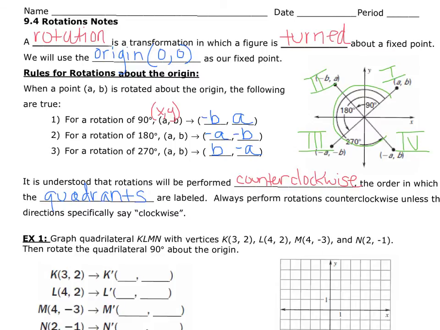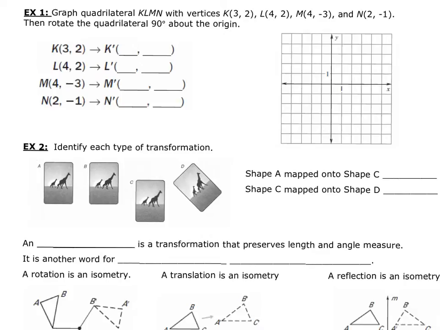Let's look at example 1. They would like us to graph the quadrilateral KLMN with those vertices and then rotate it 90 degrees about the origin. So let's plot the points. All right, there is quadrilateral KLMN. Now we're going to rotate it 90 degrees. So remember, when we're rotating 90 degrees, you take your ordered pair and change it so that the opposite of Y becomes your X and the X becomes your Y. So let's do that to all of our ordered pairs.